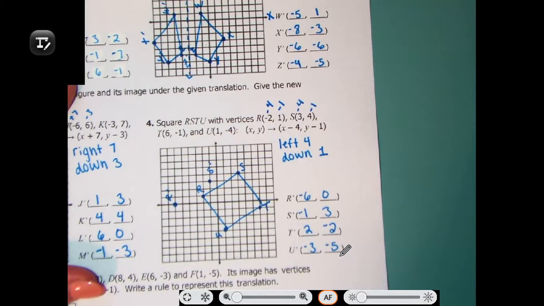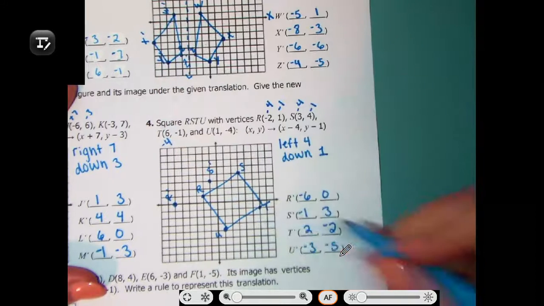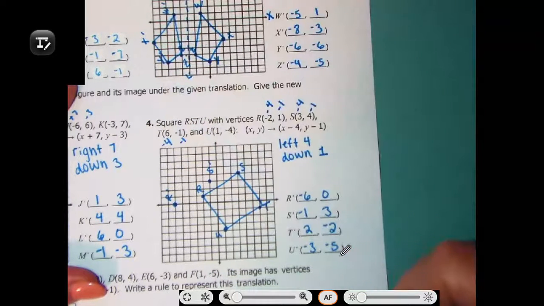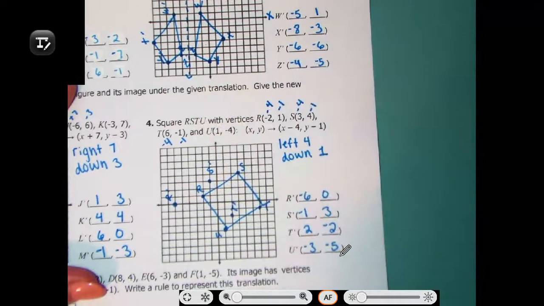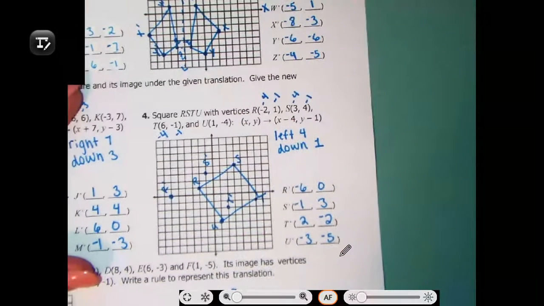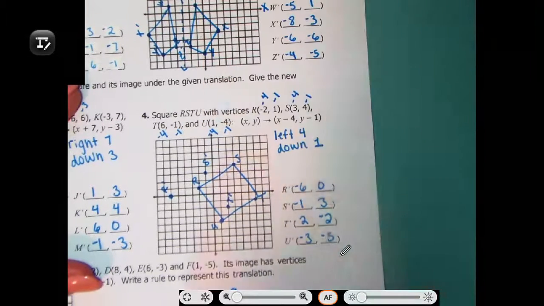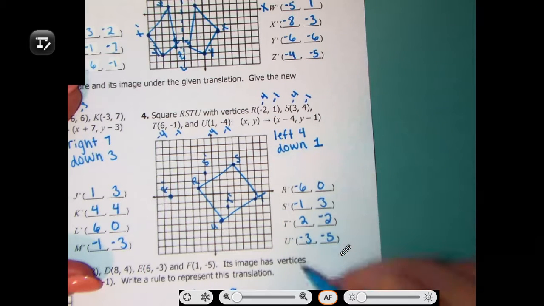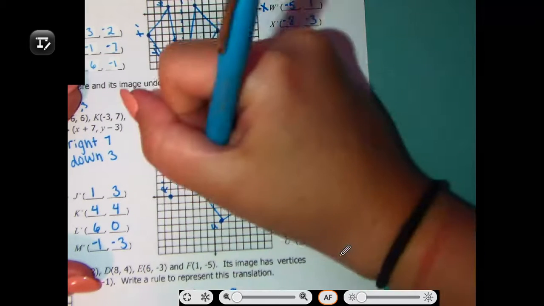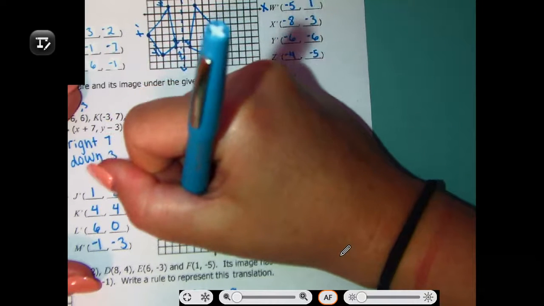I can do the same for T. So 6 minus 4 is 2, and -1 minus 1 is -2. So 1, 2, and down 2 gives me T prime. And then finally U would be 1 minus 4 is -3, and -4 minus 1 is -5. So that's going to put me at 1, 2, 3, 1, 2, 3, 4, 5, U prime.